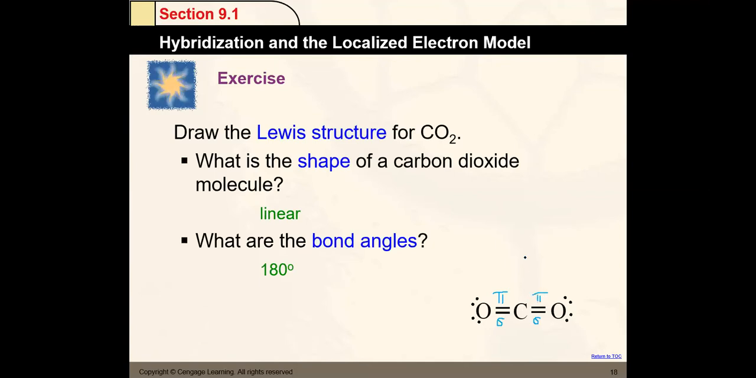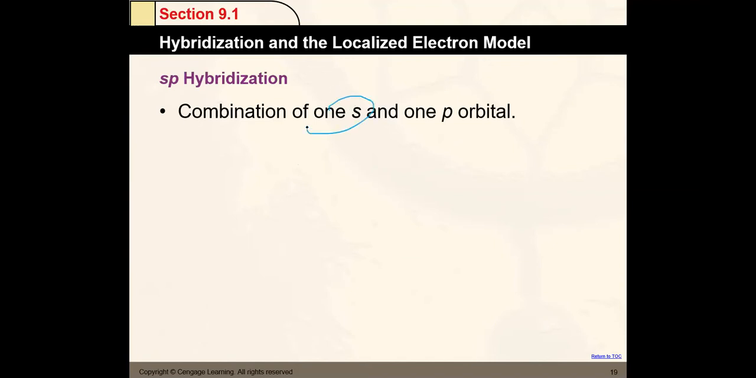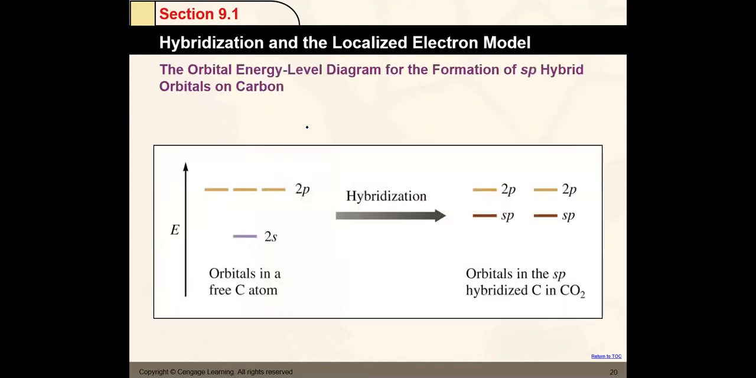What is the hybridization of this carbon right here? The hybridization of this carbon is going to be sp. Why sp? Because sp allows you to have two bondings. In this case, you have two double bonds, which is exactly the idea for sp hybridization. Sp hybridization combines one s orbital and one p orbital. Linear arrangement, and you have two pure p orbitals, which are needed to form the pi bonds.